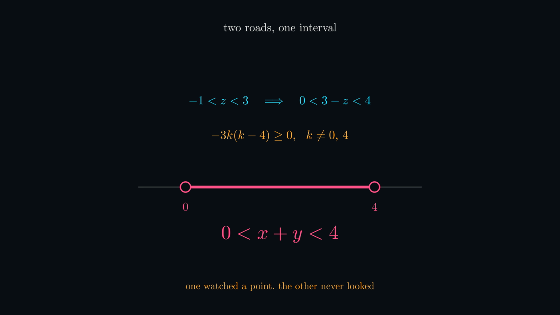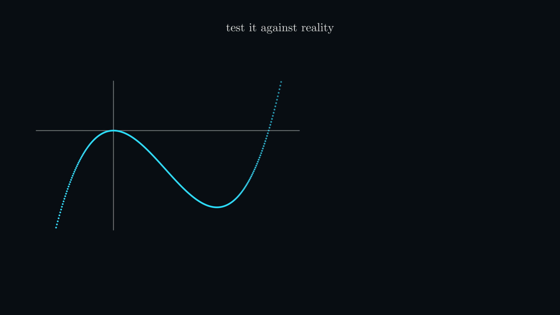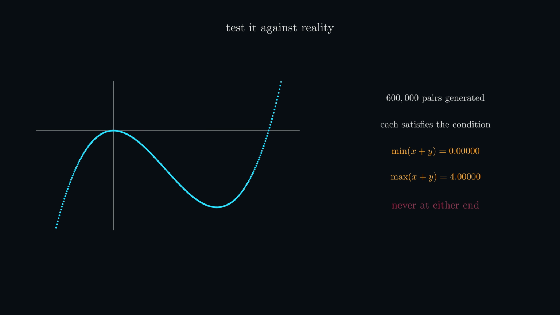One of them watched a point move along a curve and never wrote down a quadratic. The other wrote down the quadratic and never looked at anything. Neither one is wrong. They are simply not doing the same kind of work. The proof stands on its own, the discriminant on one road, the third root on the other. What comes next proves nothing further. It only checks that we did the algebra correctly.